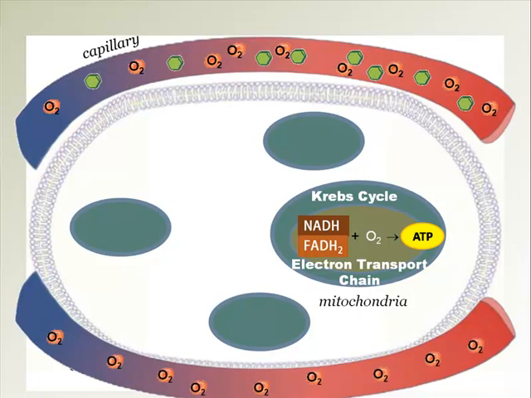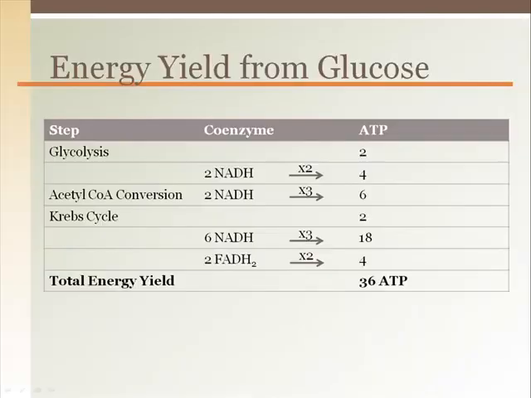Anything that allows more oxygen to move the NADH and FADH2, the more energy or ATP can be made and the more exercise a person can do. Here is the energy yield for 1 molecule of glucose.